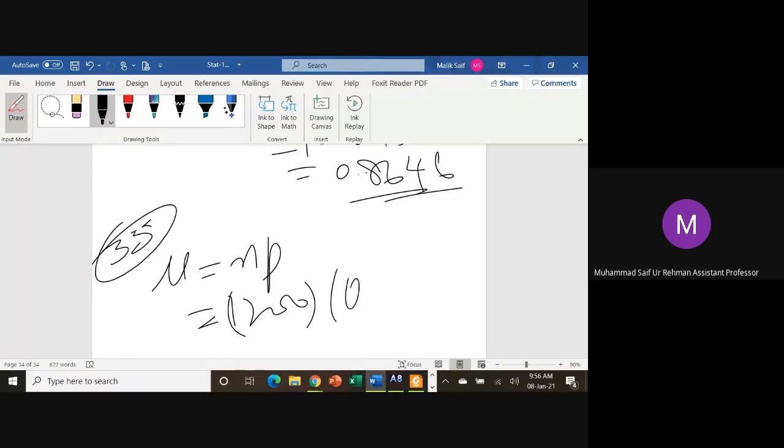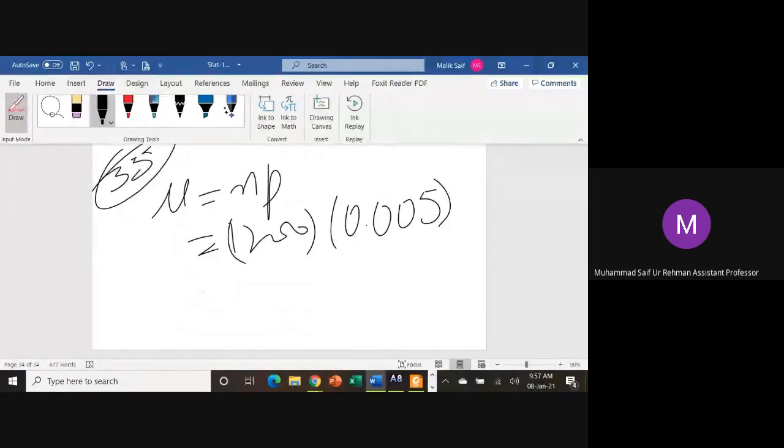0.5% means 0.5 divided by 100. What is that? 0.005, which is 5 multiplied by 10 raised to the power minus 3. 0.005 is your probability of success. So now multiply these two. See what the answer is. 6. 6 is your average.